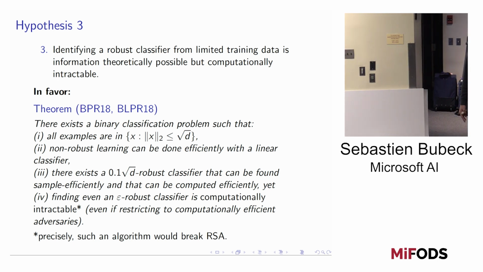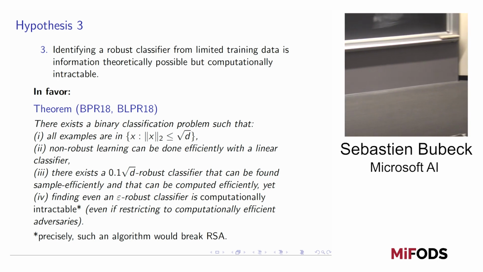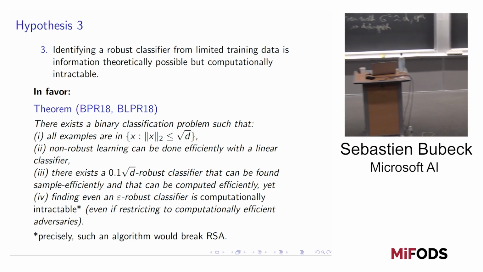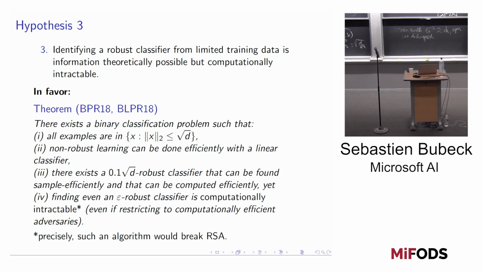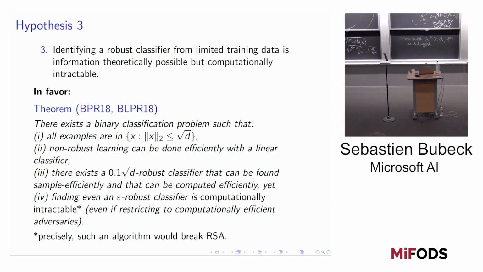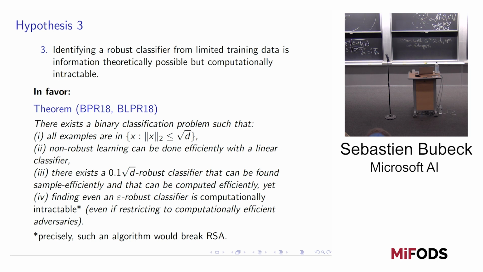Sorry, I'm confused about the relation between 3 and 4. The end of 3 says computed efficiently? Yeah, very good. You see, this robust classifier could be a crazy algorithm. What I'm saying in 3 is that this robust classifier is not a crazy algorithm. It's just that you can't find this non-crazy algorithm.